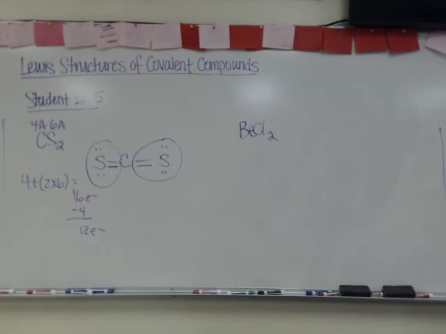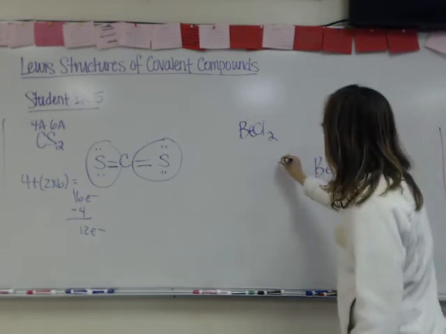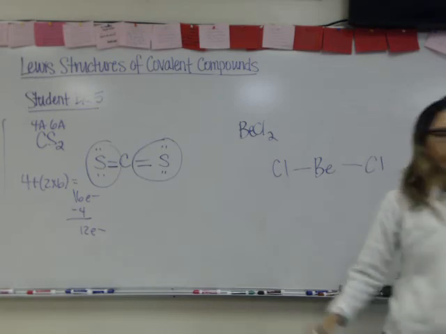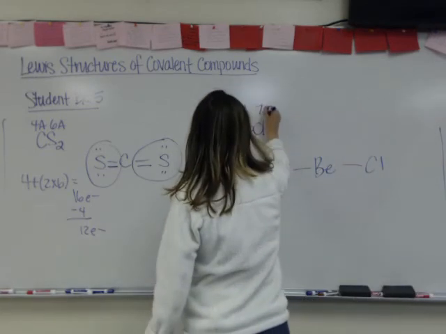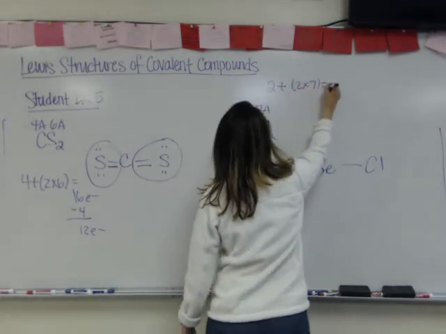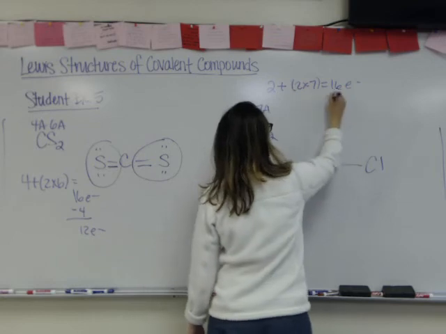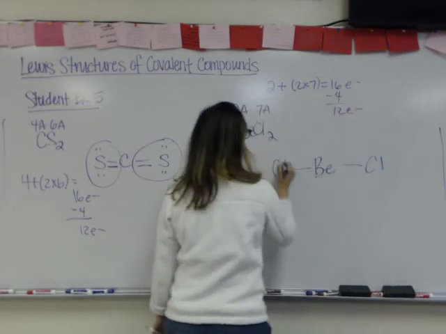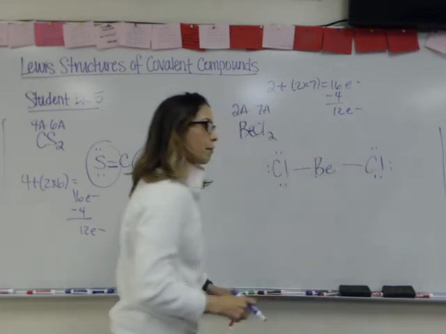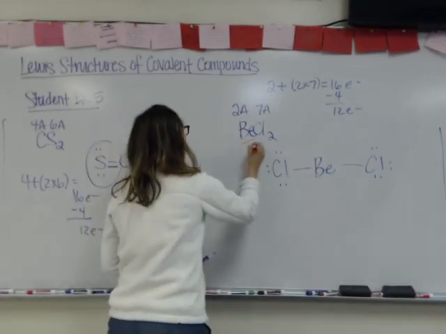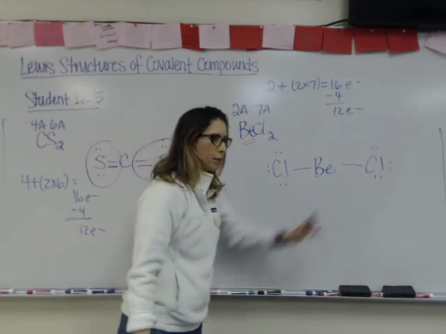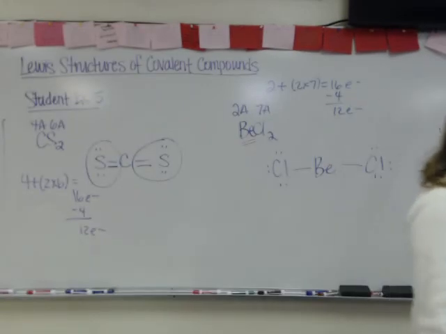Now for BeCl2, Be is going to be in the middle, chlorine on either side. Connect them with single bonds. Be is in group 2A. Chlorine is in 7A. So it's 2 plus 2 times 7. We have 16 electrons. I used 4. 12 left. 2, 4, 6, 8, 10, 12. Why am I not putting them on the beryllium? Because beryllium is an exception to the octet rule. It only wants 2 bonds on itself at any given moment in time.